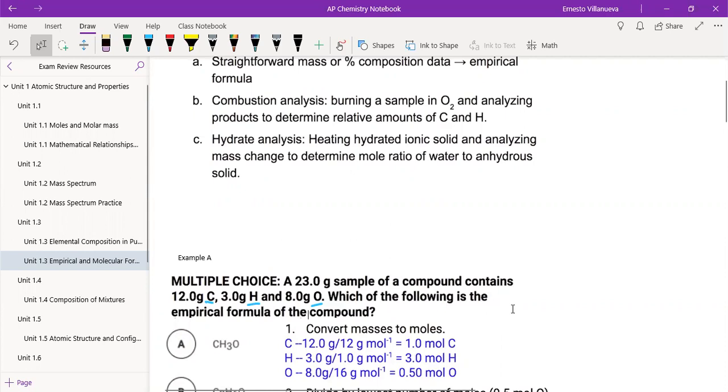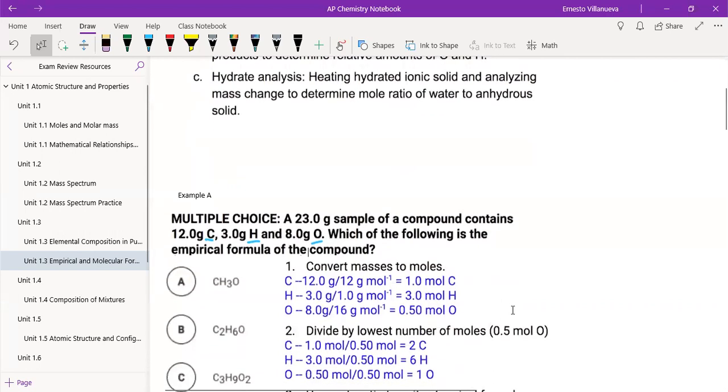Once we get there, we're going to divide each value by the smallest mole value. In this case, the smallest mole value is going to be oxygen. So I'm going to write that there, smallest mole value. And so we're going to take all the moles that we got, 1 mole of this, 3 moles of that, 0.5 moles of this, and we're going to divide each one by 0.5. And that's going to give us these numbers.